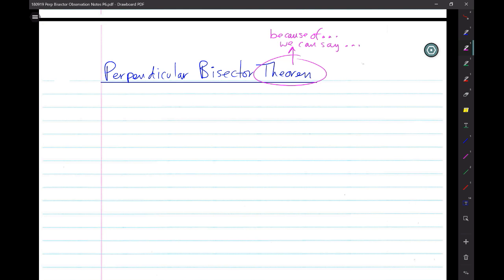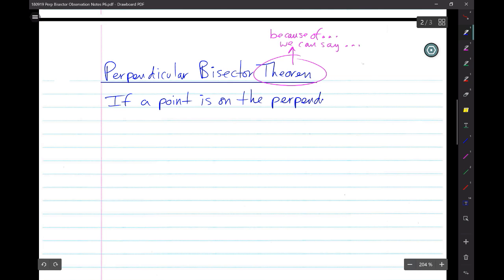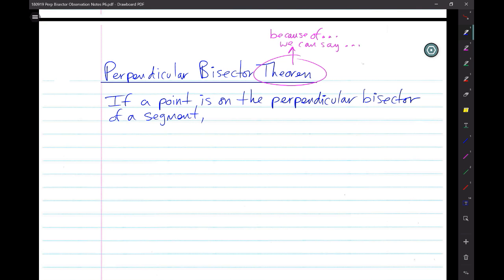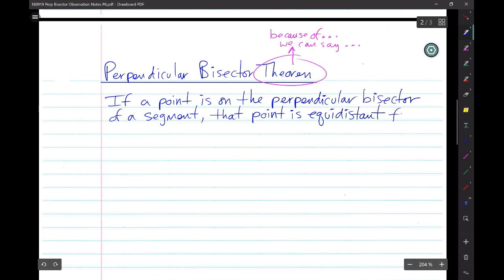In this particular case, because of these intersecting circles and what we've established about these perpendicular bisectors, we can now say this, that if a point is on the perpendicular bisector of a segment, that point is equidistant from the endpoints of the segment.